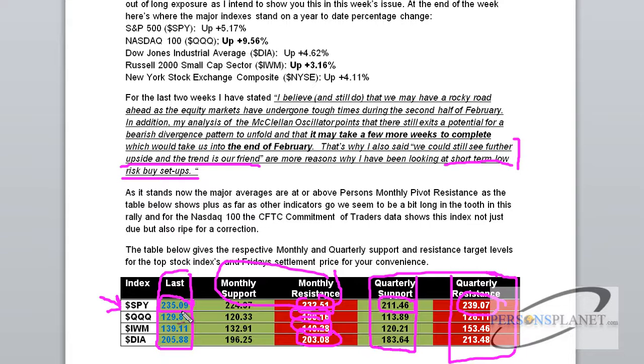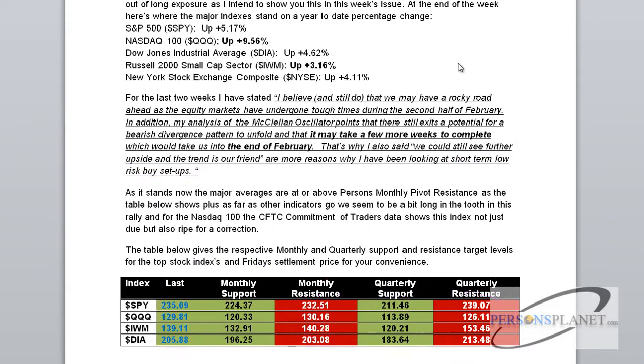So if you get this Sunday, you take a look at this and you can say, well, gee, the S&P, the Spiders, closed at 235.09. Monthly resistance is a little above it at 232. As you can see, the market's at 232, but quarterly resistance is 239. So it's almost in the midpoint between monthly and quarterly pivot resistance, and this could be an area that would give you an idea of the market stalling.